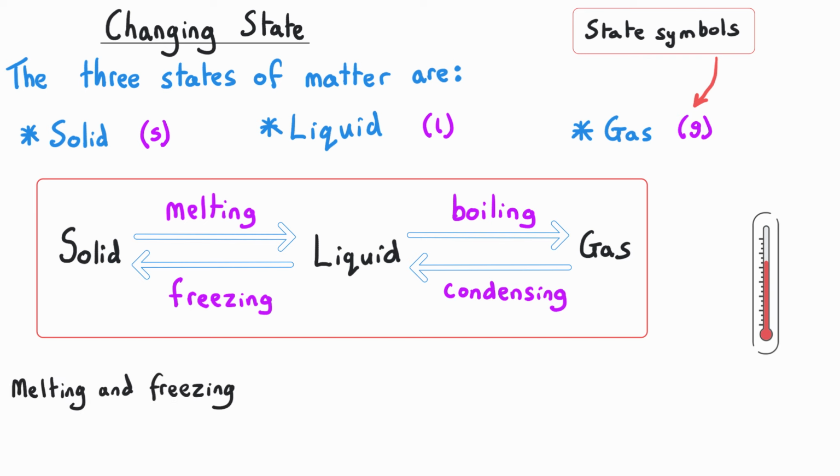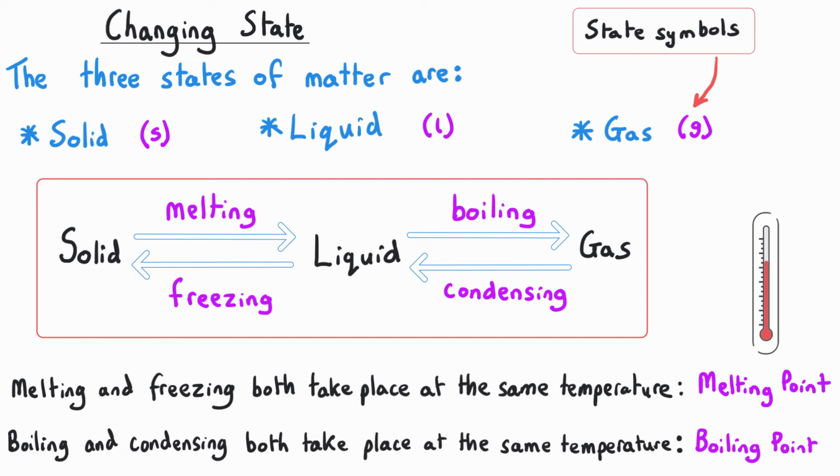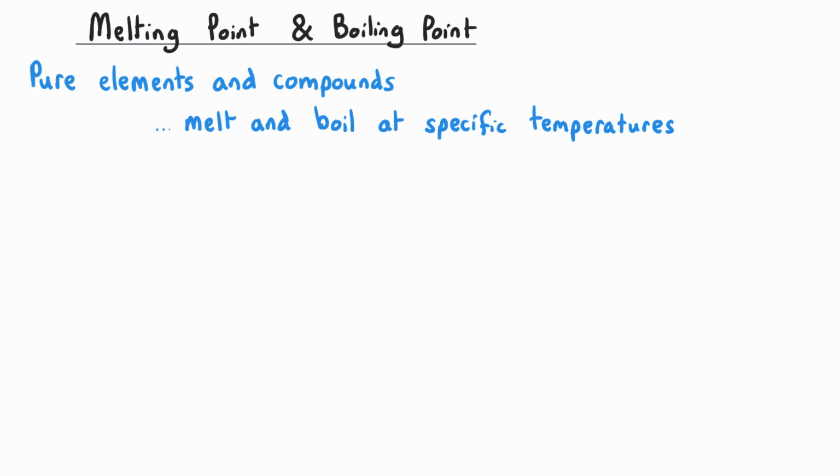The processes of melting and freezing actually both take place at the same temperature, and we refer to this temperature as the melting point. And the boiling and condensing processes also both take place at the same temperature, and we call this temperature the boiling point. Pure substances, whether they are elements or compounds, will melt and boil at specific temperatures.